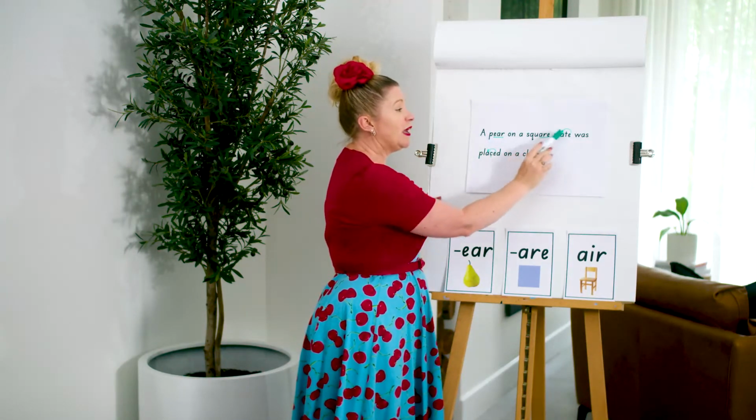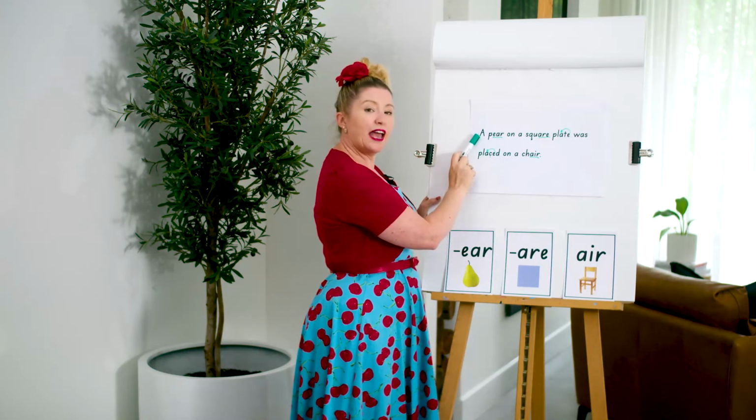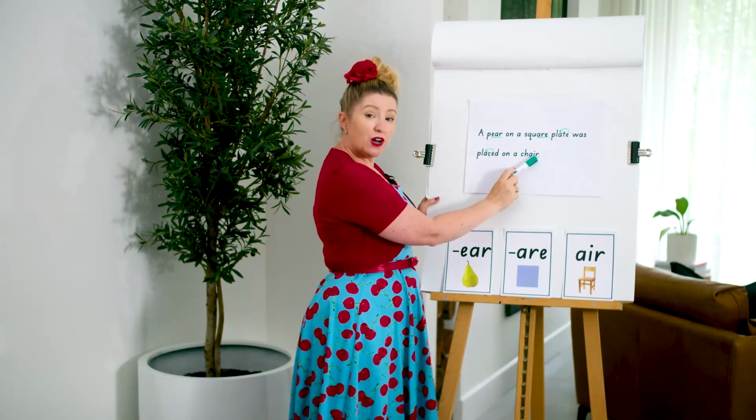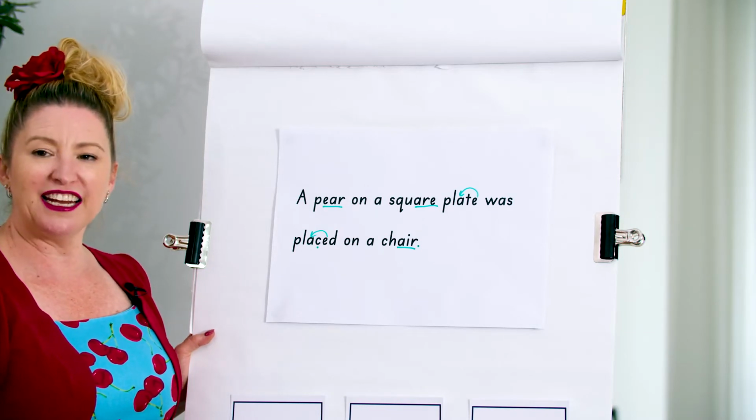A pear on a square plate was placed on a chair. Make sure you've got your capital, full stop. If it wasn't your very best handwriting because you were in a hurry, go back and try it again. Write it as neatly as you can. Come back when you're ready for the next activity.